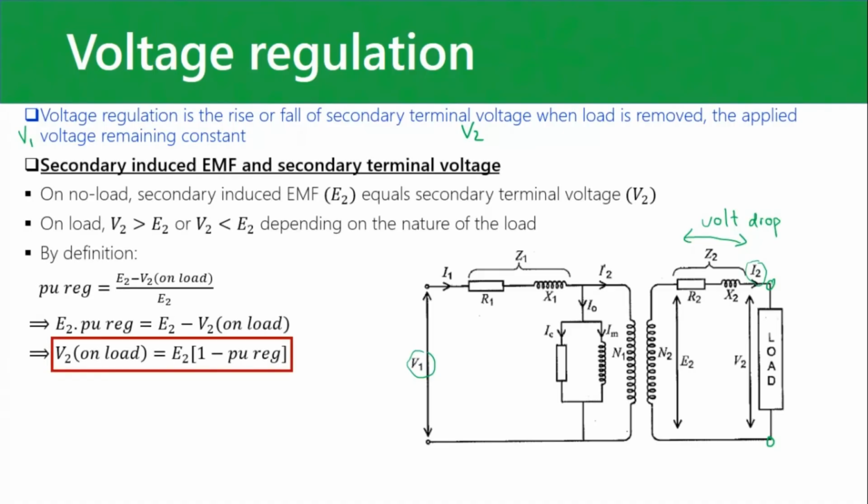So what we need to calculate is this: V2 on load is E2, this number over here, times 1 minus the per unit regulation. Now, the per unit regulation, I'm going to show you how we calculate that. We need those RE1s and XE1s in order to do that. So once we've got the per unit regulation, it's very easy to calculate the V2 once you unload.